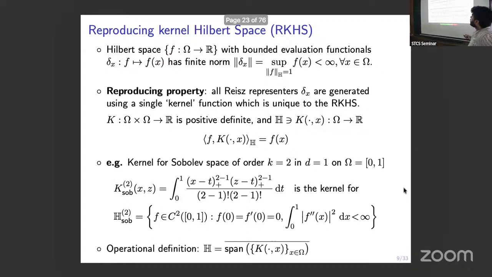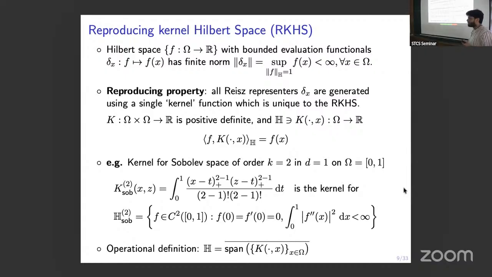Right? So a more operational definition for this Hilbert space is that you take the span of all the basis functions k(·, x) for all x in your domain, and then you take the closure of this span, and that is what is the RKHS.